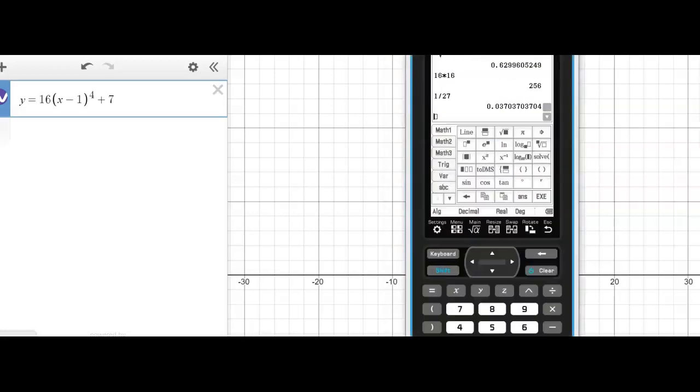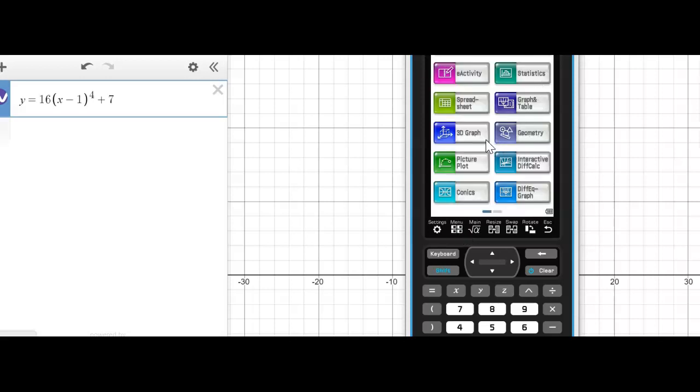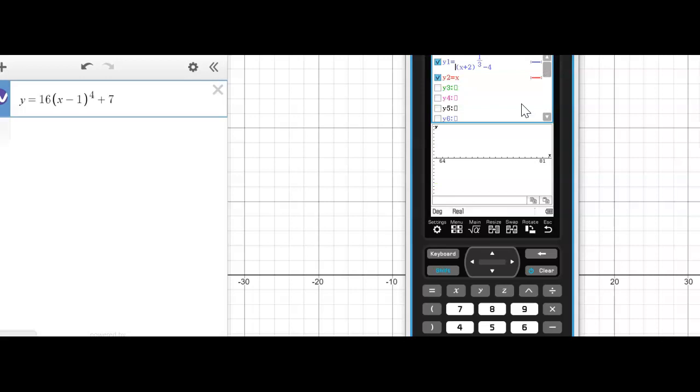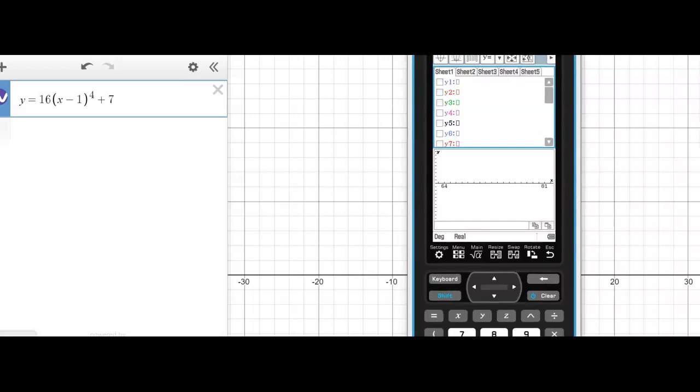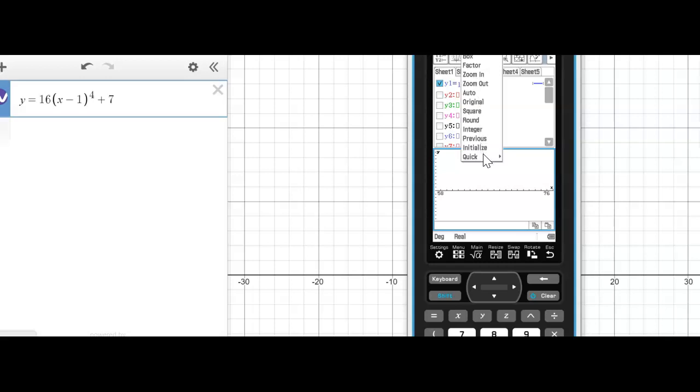If you wanted to do it on your calculator, probably I should start showing you things on the calculator too. Let's just go to menu and we want a graph. Let's get rid of the ones I've already got in there. So 16(x - 1)^4 + 7. All right, so we can't really see it. If we need to see it, just go to Zoom, Quick, Standard. Hopefully that works for us. Okay, so there's your turning point.